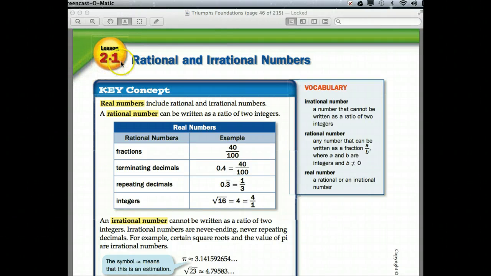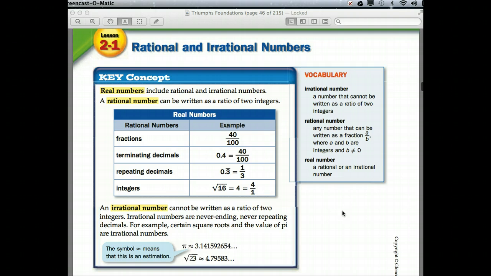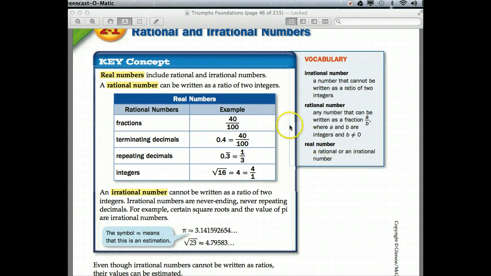Well, let's discuss Lesson 2.1, Rational and Irrational Numbers. If you haven't had a chance to define the vocabulary, here are three of the vocabulary words right here: what an irrational number, a rational number, and a real number are. So let's look at those definitions and see what they actually mean.